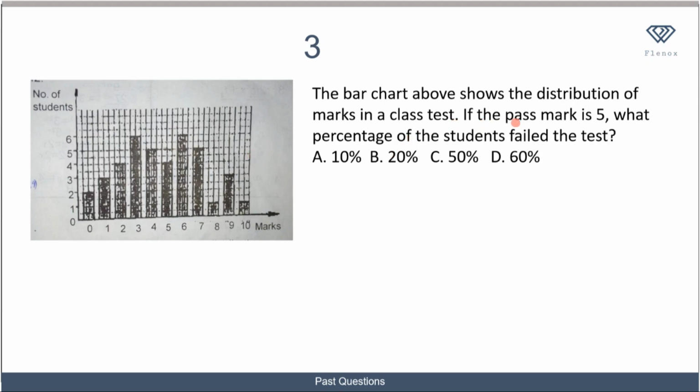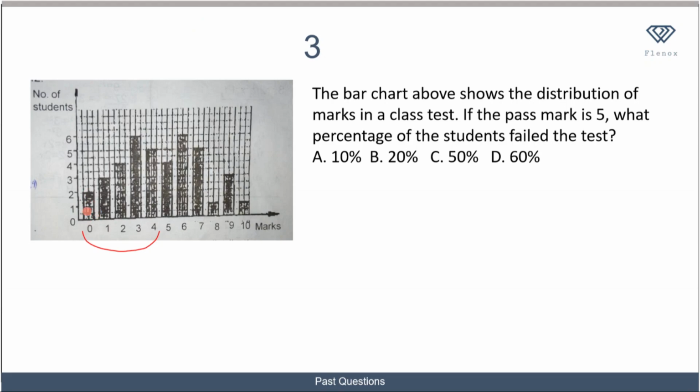So we are told that the pass mark is 5. So this is a mark of 5 over here. Any student that scores 5 and above passed the course, while any student that scores below 5 failed the course. So the students that failed the course include students that fall within this region. That means students that got a mark of 0, a mark of 1, a mark of 2, a mark of 3, and a mark of 4. So we just need to add them together.